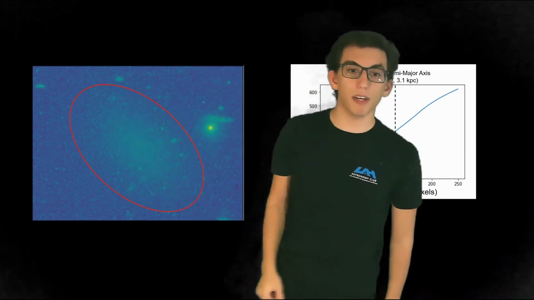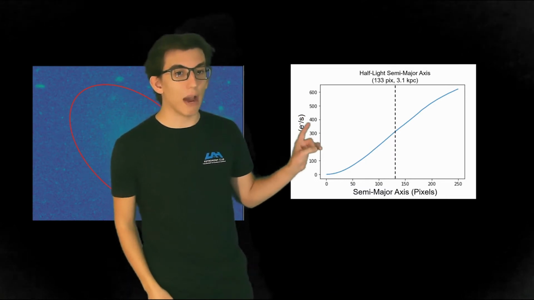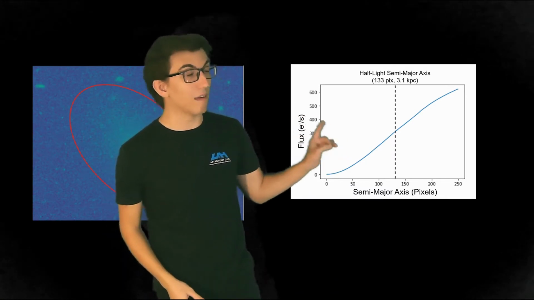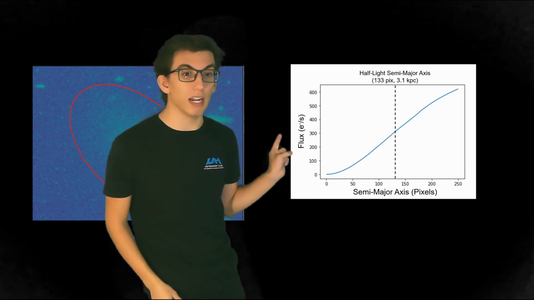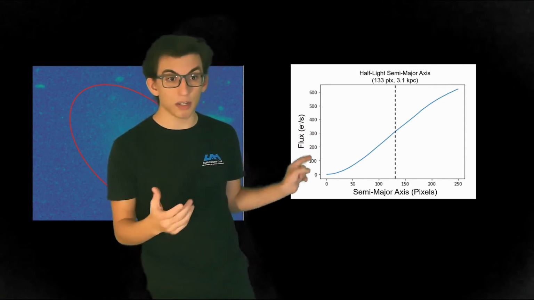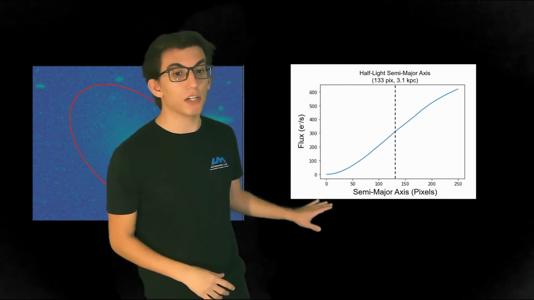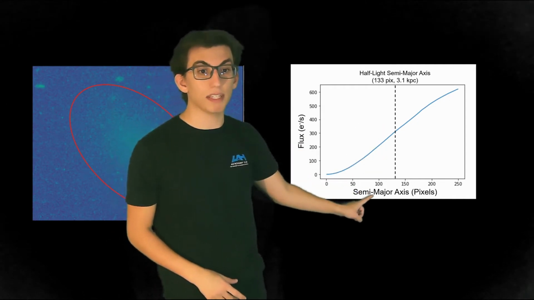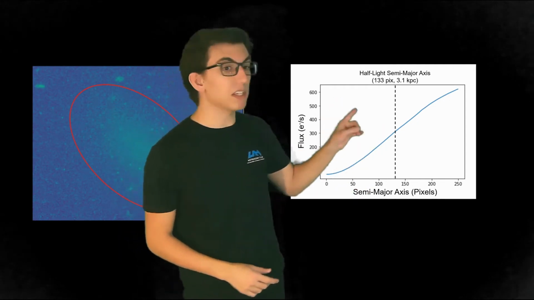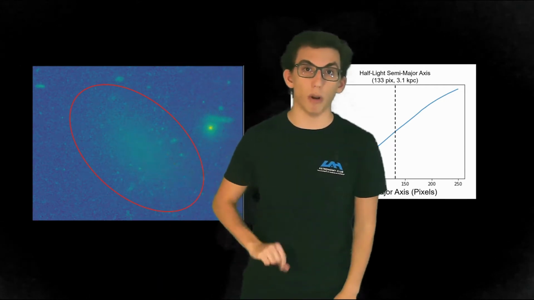Once the ellipse shrinks to 0, we end up with this plot here. This is our half-light semi-major axis plot. On the y-axis, you have the flux in electrons per second, as that is the unit for the pixels in the image. And at the bottom, the semi-major axis in pixels. The black dotted line represents the half-light semi-major axis. That is 133 pixels, or 3.1 kiloparsecs, for DF44.